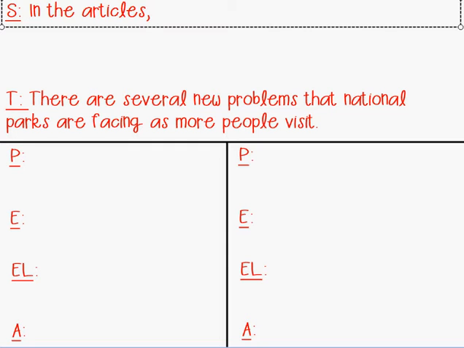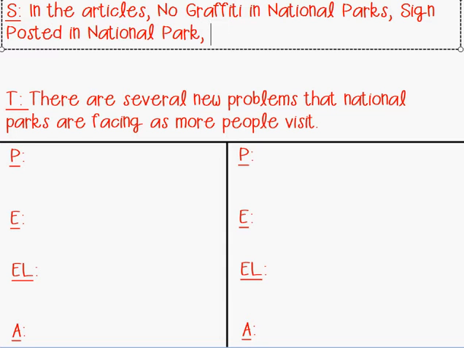But here, since there are 3 titles, it makes it a little bit longer for their summary, but they do need to mention those titles. So my first title was "No Graffiti in National Parks." My second source was actually a photograph, and it was titled "Sign Posted in National Park." And my last one was the chart, and it was titled "How Long Before It's Gone." Okay, so now that I have my sources mentioned, I can kind of phrase it in one sentence what all 3 of those things were about.